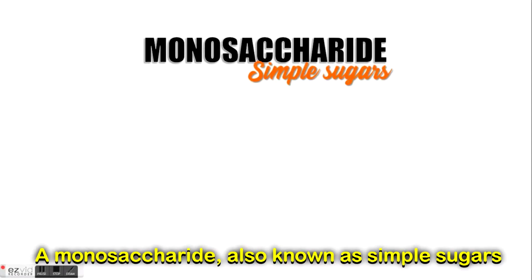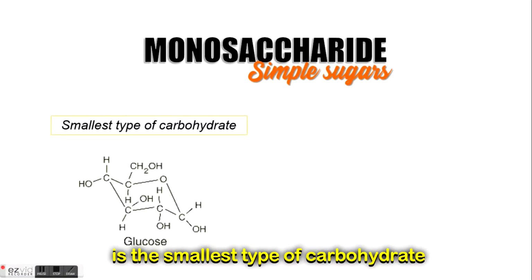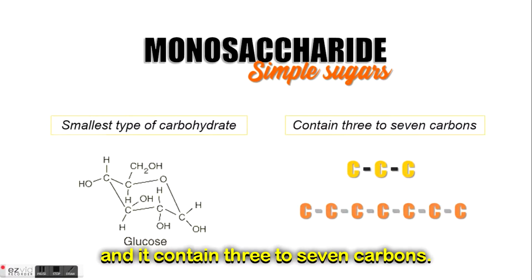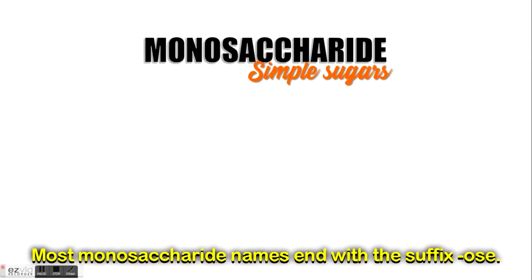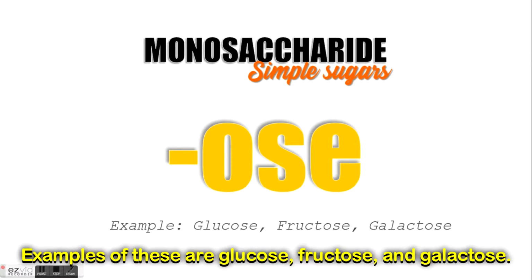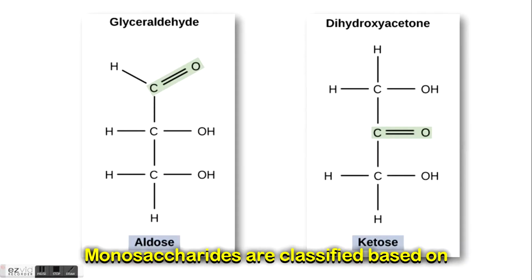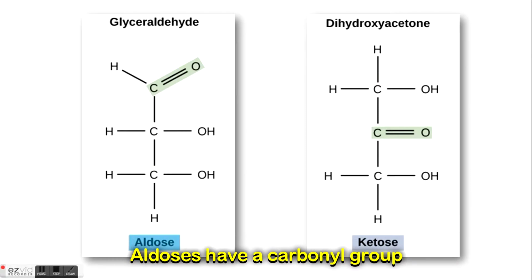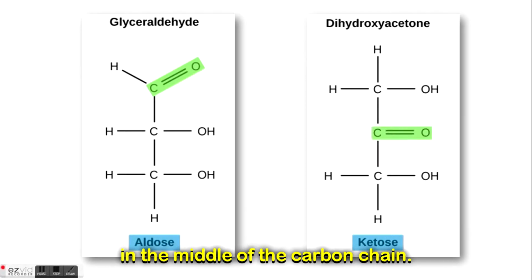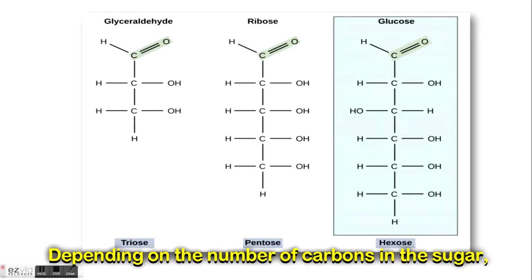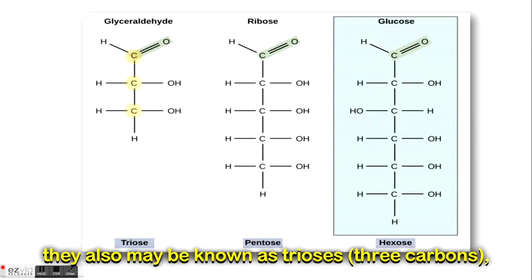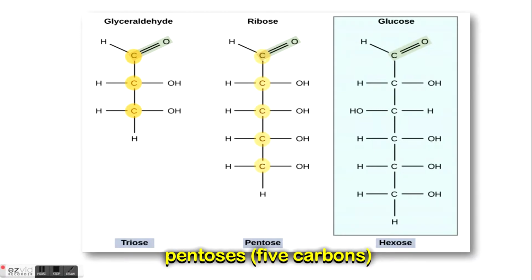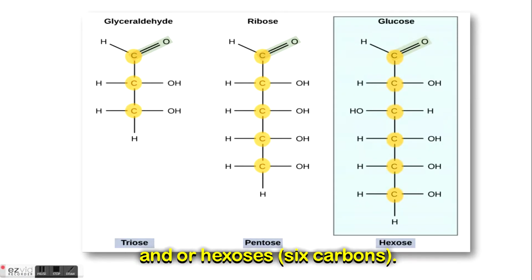Monosaccharides, also known as simple sugars, are the smallest type of carbohydrate and contain 3 to 7 carbons. Most monosaccharide names end with the suffix "-ose". Examples of these are glucose, fructose, and galactose. Monosaccharides are classified based on the position of their carbonyl group and the number of carbons in the backbone. Aldoses have a carbonyl group at the end of the carbon chain, and ketoses have a carbonyl group in the middle of the carbon chain. Depending on the number of carbons in the sugar, they may also be known as trioses, 3 carbons, pentoses, 5 carbons, or hexoses, 6 carbons.